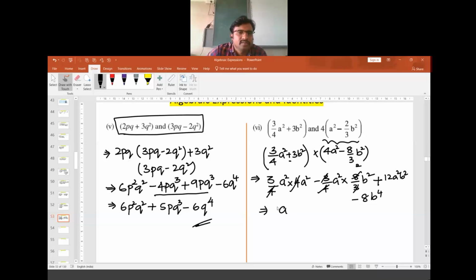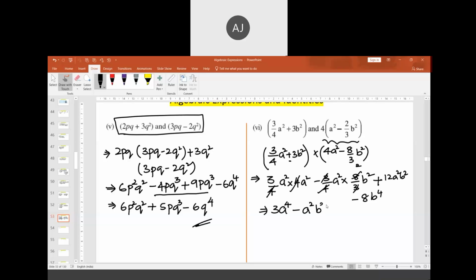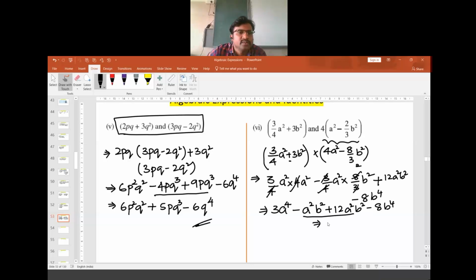So please check it. This will be 3a to the power 4 minus a square b square plus 12a square b square minus 8b to the power 4. Here these two are the like terms. We will be getting 3a to the power 4 plus 11a square b square minus 8b to the power 4. This is the answer we get.